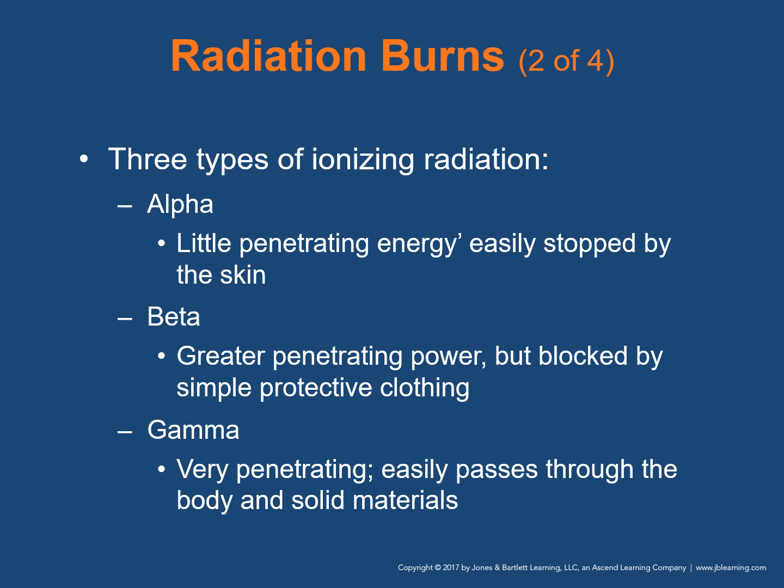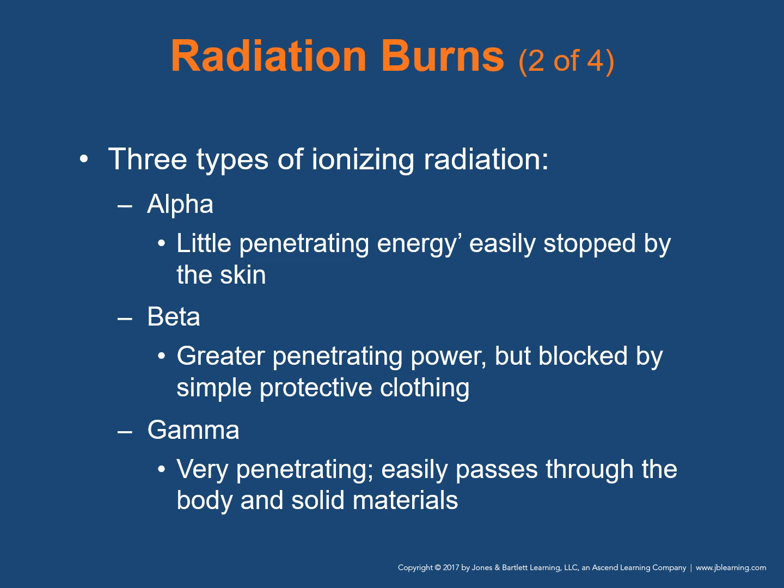There are three types of ionizing radiation. Alpha, which is alpha particles that have little penetrating energy. They're easily stopped by the skin. Then you have beta particles. Beta particles have greater penetrating power and can travel much farther in air than alpha particles. They can penetrate the skin, but can be blocked by simple protective clothing designed for this purpose, such as a lead suit, for example. Gamma rays are the most destructive.